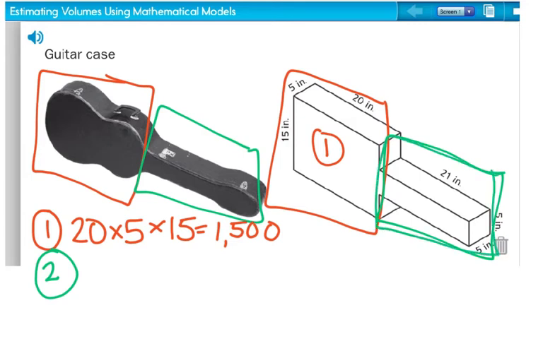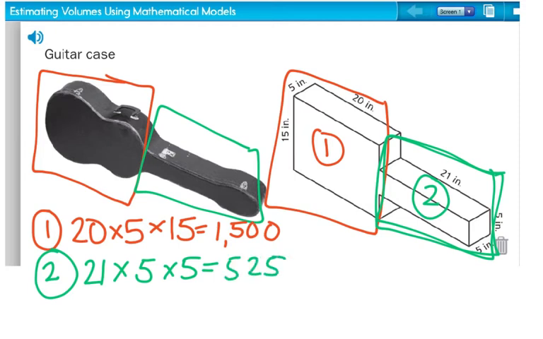Now on your whiteboard, I want you to write number 2. We're going to find the volume of number 2. The length is 21. Write 21 times the width, which is 5, times the height, which is 5. On your calculator, figure out length times width times height. 21 times 5 times 5 equals, what did you get? You should have 525. And these, remember, are inches cubed or cubic inches. Now, if I add those two together, go ahead and add those two on your whiteboard.